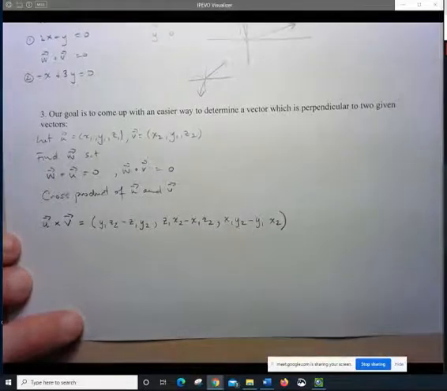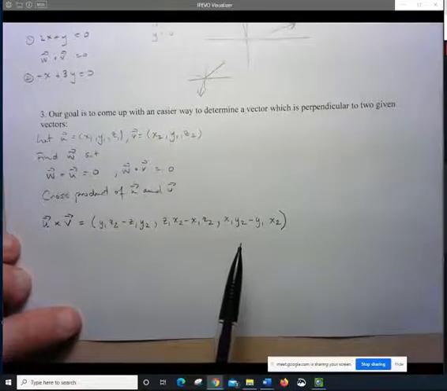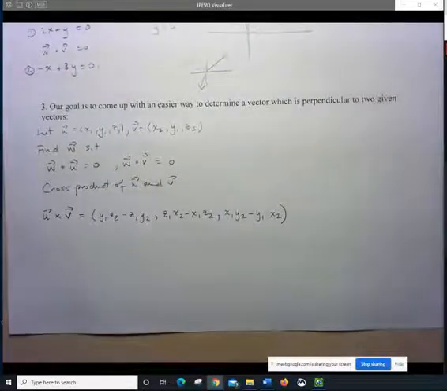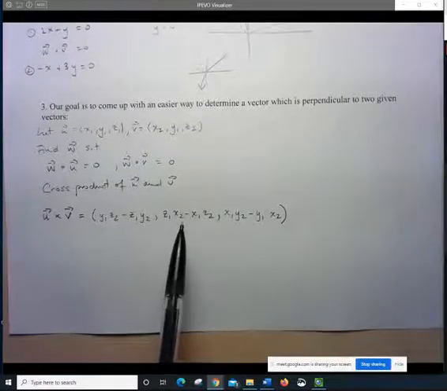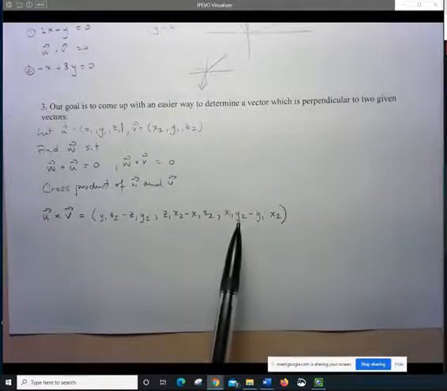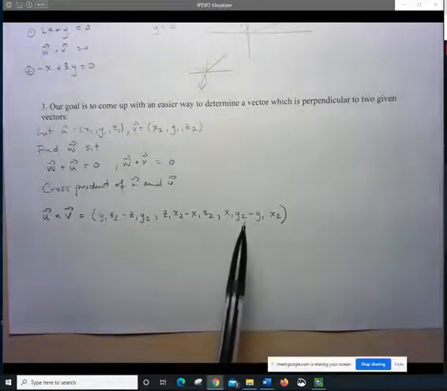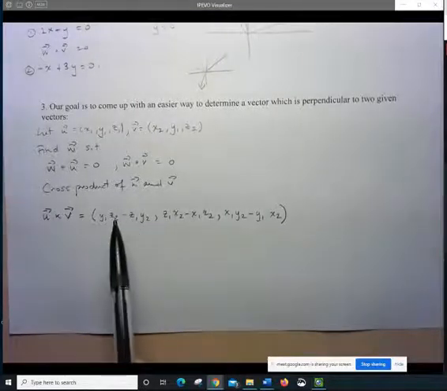That's a multiplication. Okay. So the first thing I want you to notice is I want you to look at the X component of the cross product. Do you notice anything about the X component of the cross product? There's no X. What about the Y component of the cross product? There's no Y. And what about the Z component of the cross product? There's no Z.